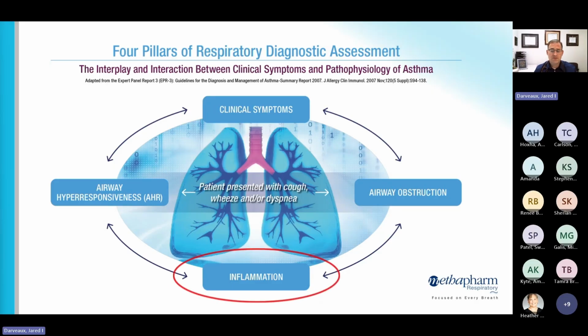Well, for symptoms, we can use things like asthma control questionnaires. So the ACT test and ACQ are examples of that. We use spirometry to measure airway obstruction and bronchodilator response. If we're wondering about airway hyperresponsiveness, we can do things like methacholine challenge tests. And then we use exhaled nitric oxide to measure airway inflammation. And so there's interplay between all of these different pillars that we talk about in asthma management.